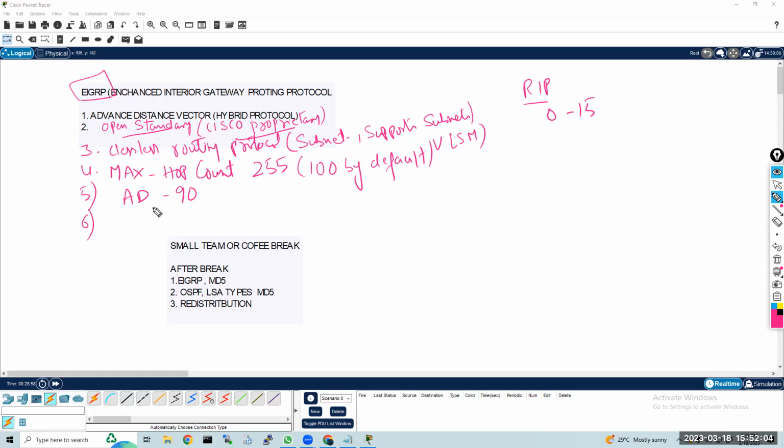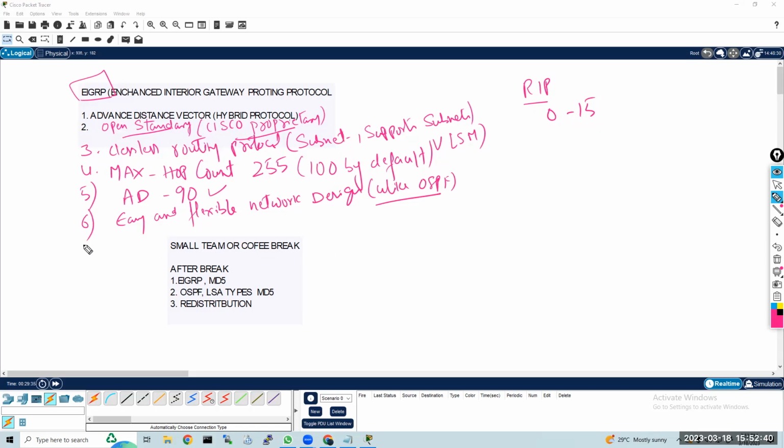The AD value for EIGRP is 90, administrative distance. It is very easy to configure, and it is more flexible for network design, unlike your OSPF, which we are going to discuss in a coming session.